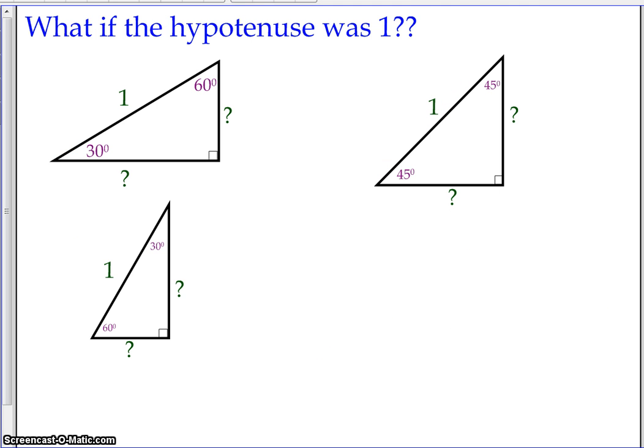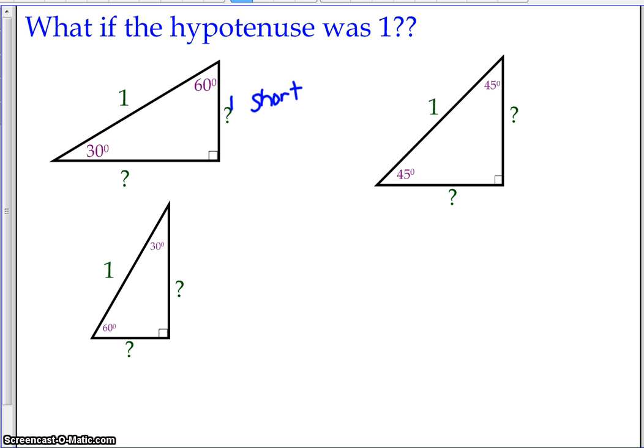So then let's talk about that. What would it look like if the hypotenuse was 1 unit for all of these? Okay, let's just talk about the 30, 60, 90. What we know is that the short side, when I multiply it by 2, always gives me the longer side. So here's my short side. To multiply it by 2, I get 1.